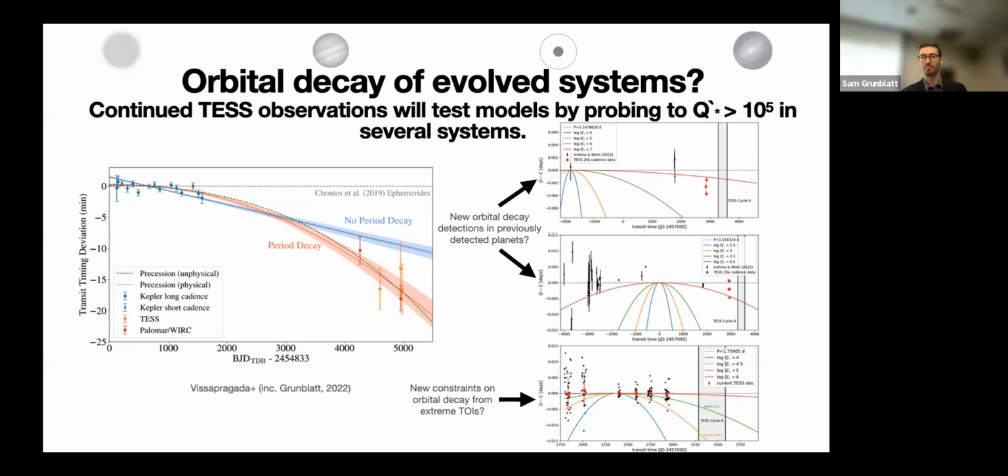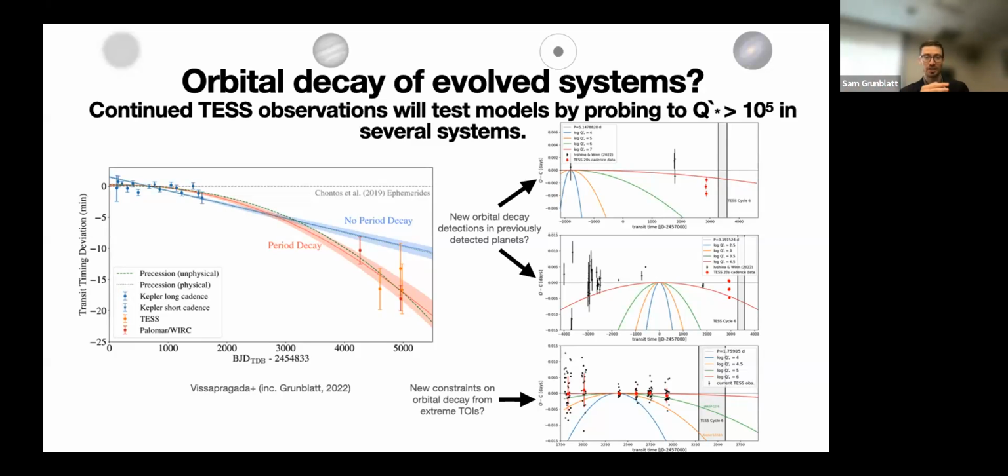So in some of these systems, thanks to the most recent TESS observations, we might have some new orbital decay detections in systems that have been known of for 10 years. And now by having a 15-year baseline or so, we can actually constrain the tidal quality factors to that 10 to the 5 level where you're actually testing the stellar physics.